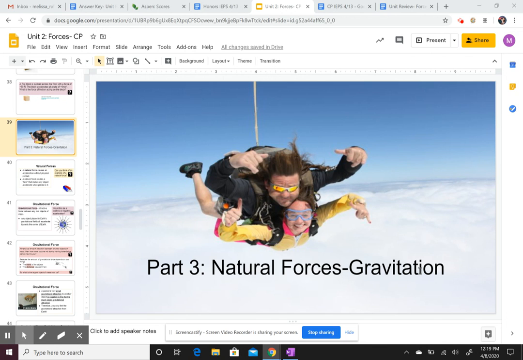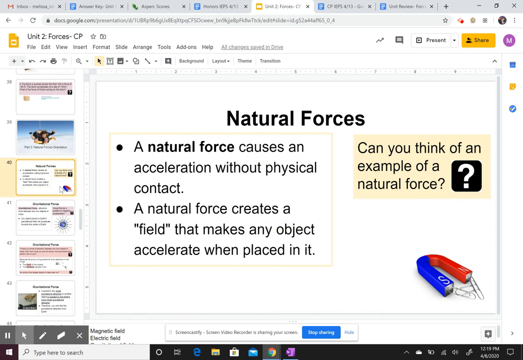This is a picture of when I went skydiving with Jack Black here in Hawaii. Fun experience, I would recommend it, but I would never do it again.